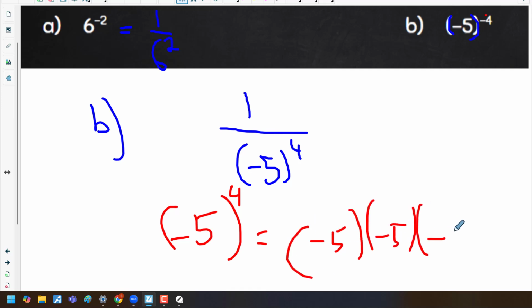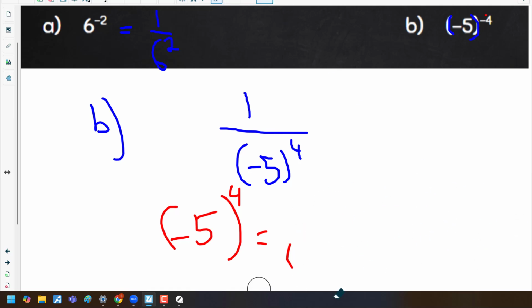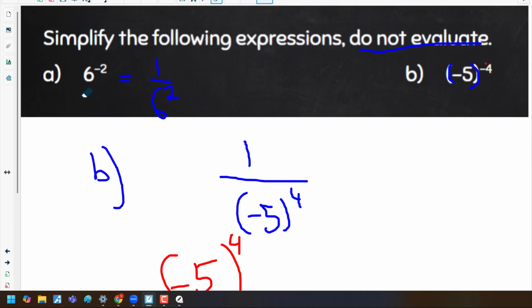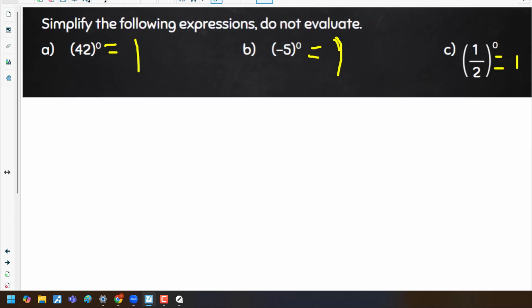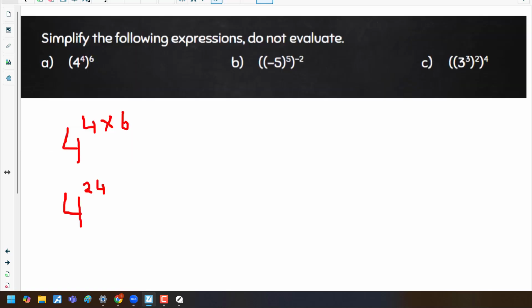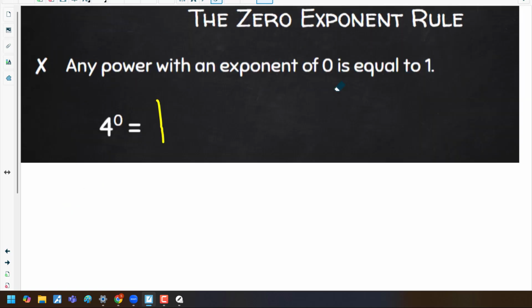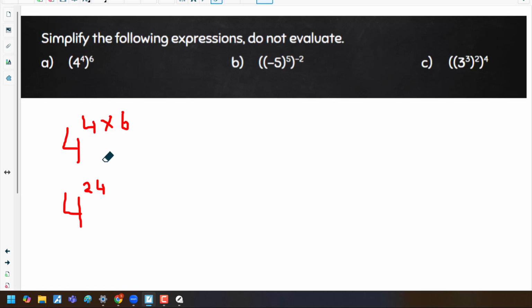-5 times -5 times -5. But at that point, you don't have an exponent anymore. So there's really no base number. You've evaluated it. But whenever you have an exponent, the base number never changes. So in this case, the 6 stayed the 6. -5 stayed -5. In all our previous examples, whenever we were simplifying, except for obviously the power of 0 rule, the 4 is a 4.